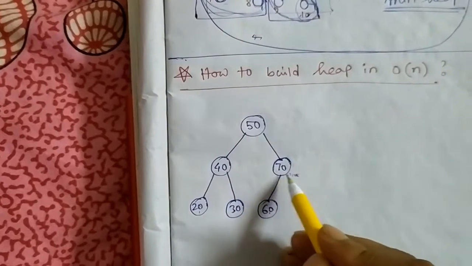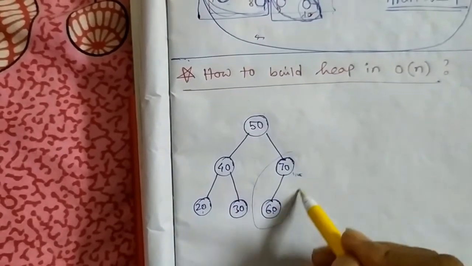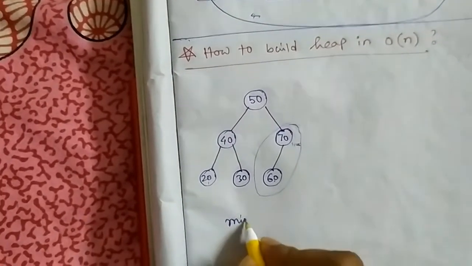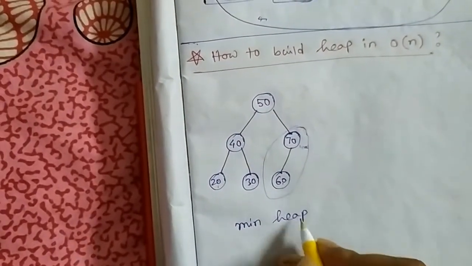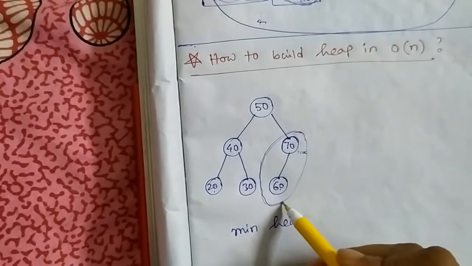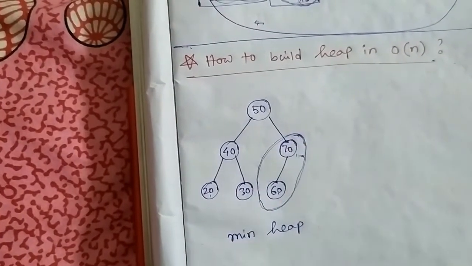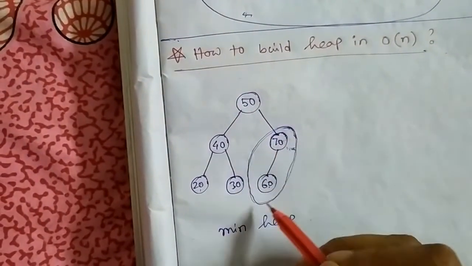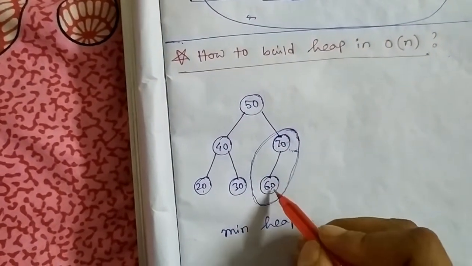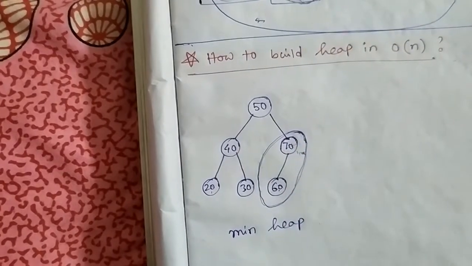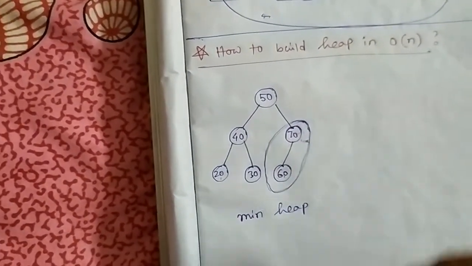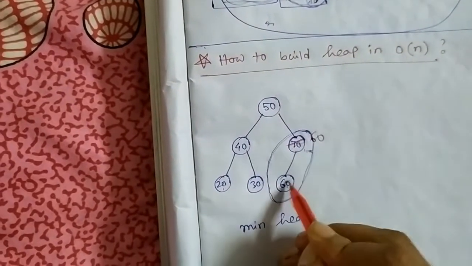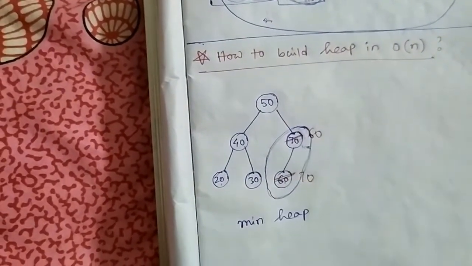So we will check whether only this part is a min heap or not. Here we want to form a min heap. So we will check whether only this part is a min heap or not. Here we can clearly see that 70 is not less than 60. That means this is not a min heap. So I will convert it into a min heap. That means I will keep 60 here and I will put 70 here.